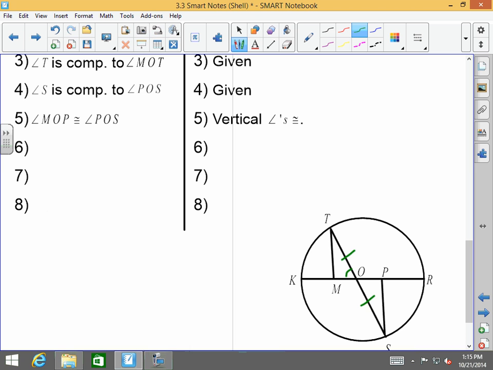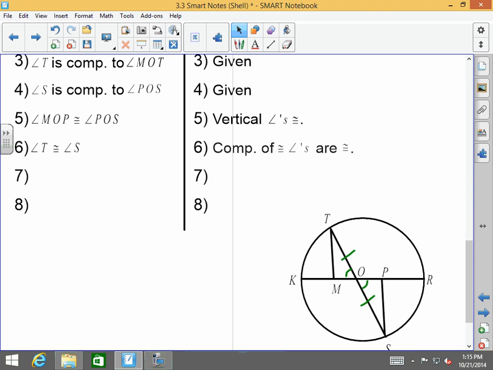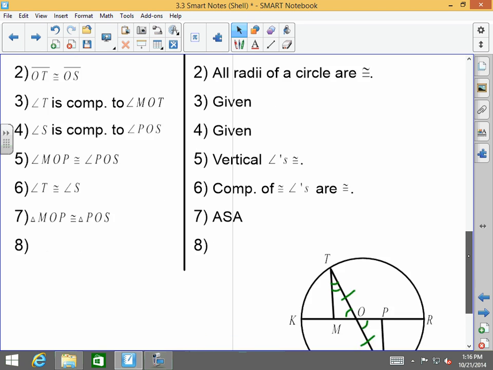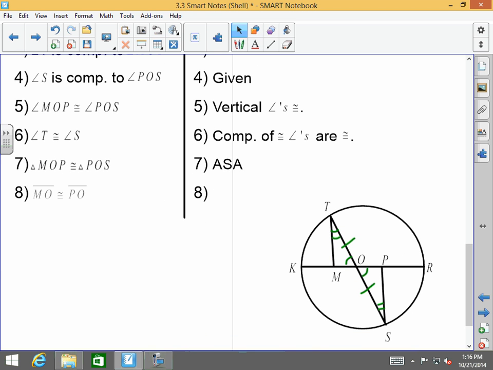Vertical angles are congruent. And now, if MOP and POS are congruent, what do I know about T and S, gentlemen? They're congruent. Very excellent, sir. Complements of congruent angles are congruent. Absolutely. You guys are on fire here today. So this is a double. Now, what do I know about triangle MOT and POS? They're congruent because of angle side angle. Fantastic. And now what I'm trying to prove is that segment MO is congruent to PO. Well, MO would have to be congruent to PO because of CPCTC.